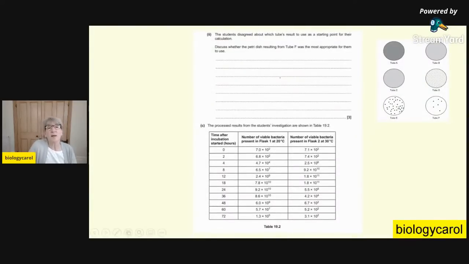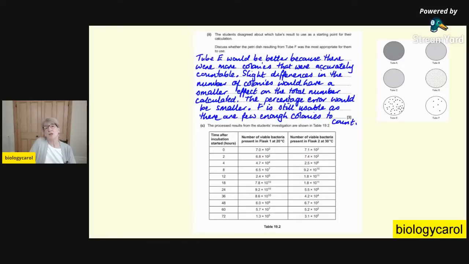Okay, the students disagreed about which tube's result to use as a starting point for their calculation. In other words, which was the better one to use. Discuss whether tube F was the most appropriate one for them to use. Well, I would argue that tube E would be the most appropriate one to use, because there are more countable colonies on tube E.